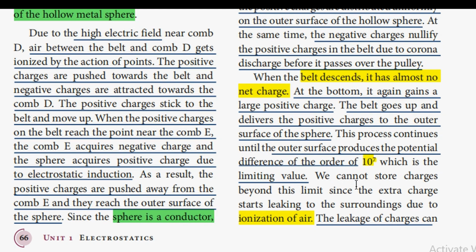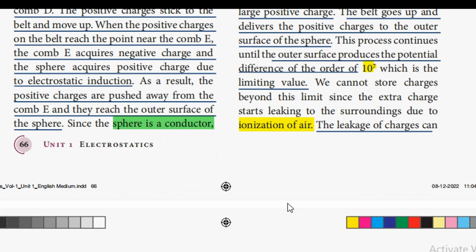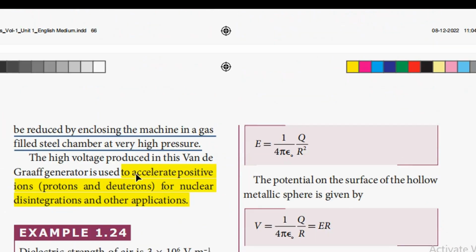We cannot store charges beyond this limit since the extra charge starts leaking to the surroundings due to ionization of air. The leakage of charges can be reduced by enclosing the machine in a gas-filled steel chamber at very high pressure. The high voltage produced in this Van de Graaff generator is used to accelerate positive ions like protons and deuterons for nuclear disintegrations and other applications.